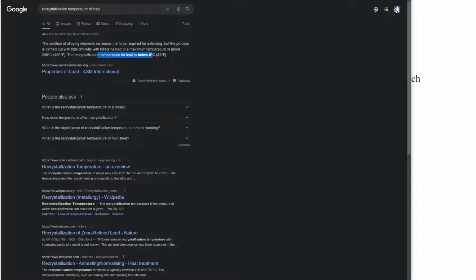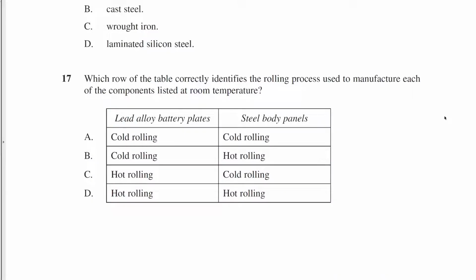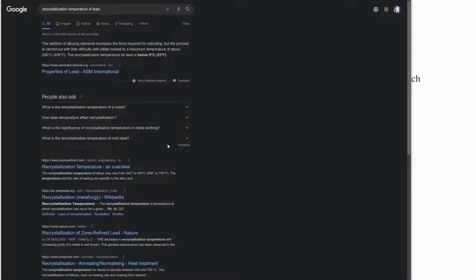The recrystallization temperature of lead is 0 degrees, and hot rolling is any rolling that takes place over the recrystallization temperature. Because 20 degrees is over the recrystallization temperature of lead, we can define 20 degrees as hot enough to be hot rolling. Whereas 25 degrees is considered cold rolling because we know the recrystallization temperature for steel is 723 degrees.